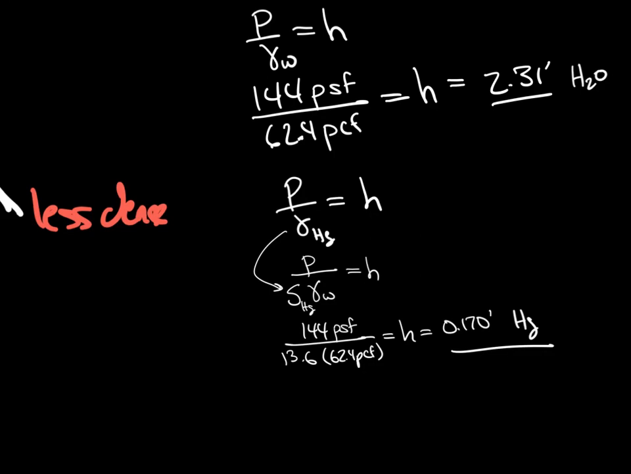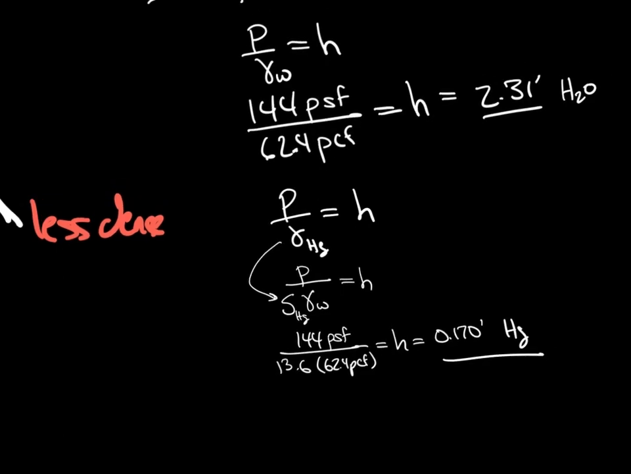So you can kind of see that mercury is a lot more dense. It doesn't take nearly as much of it to generate those kinds of pressures.